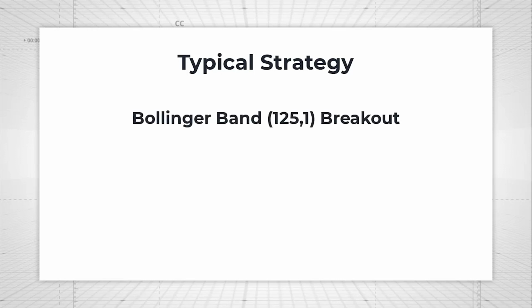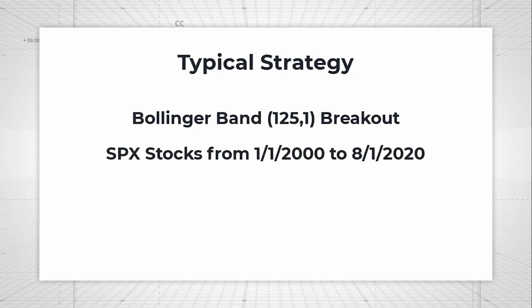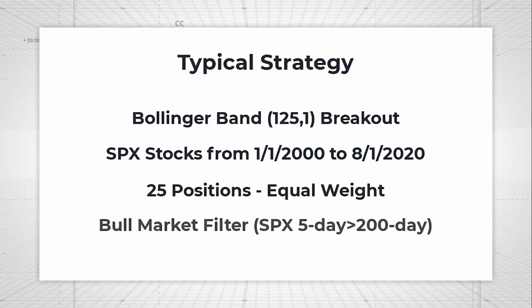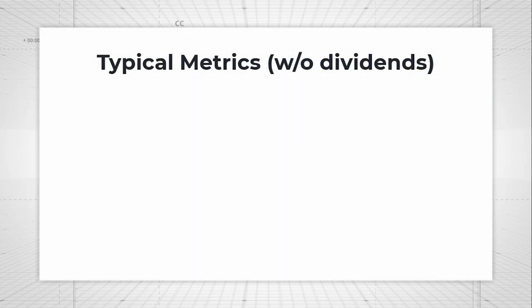So let's see what the results would look like if you ran a typical strategy using that Bollinger Band breakout I just showed you. We'll do it on stocks in the S&P 500, from January 2000 to August 2020. Simple: 25 positions, equal weight, no commissions, and we're also going to add a bull market filter. That means we want the S&P 500 5-day moving average to be above the 200-day moving average, and this is important for drawdowns. If two stocks have signals and we don't have enough positions, we'll use the 125-day rate of change as a tie break.